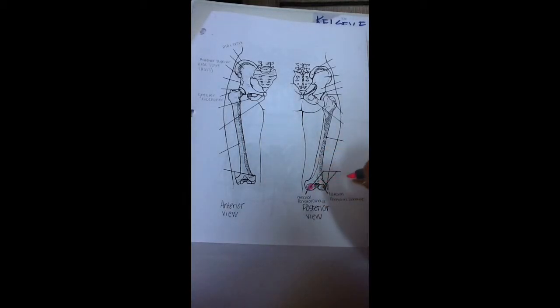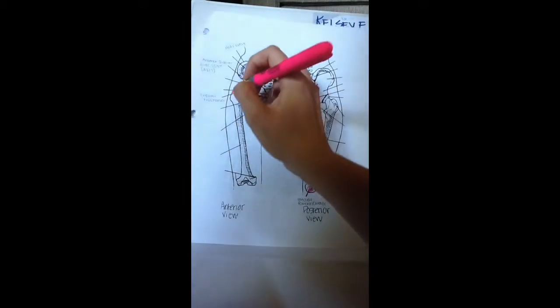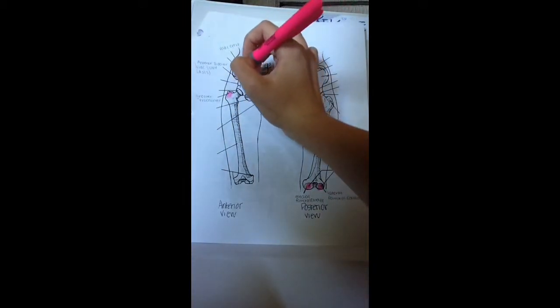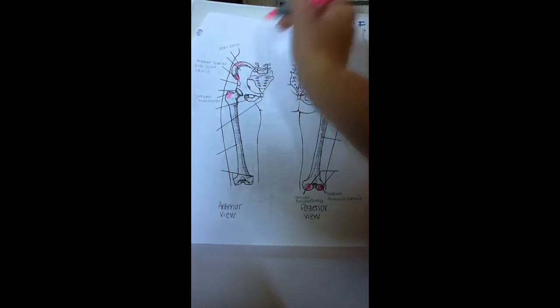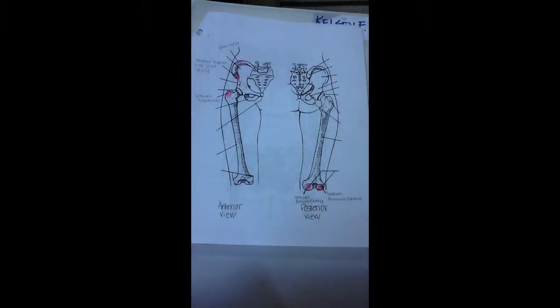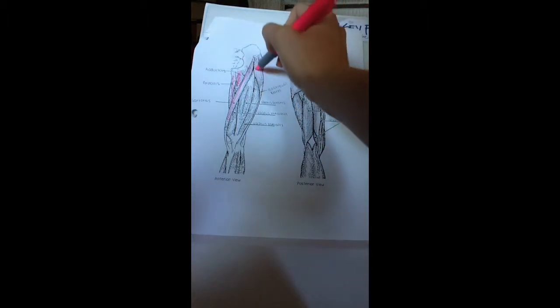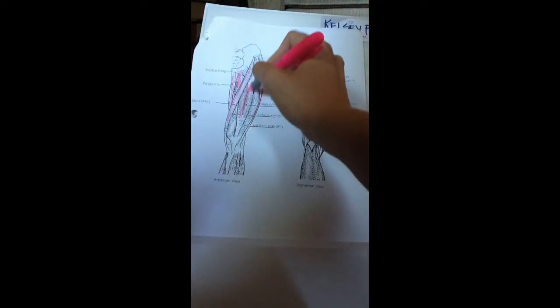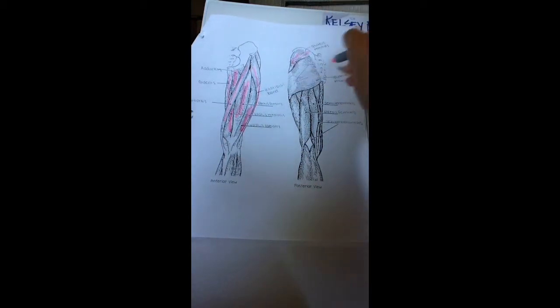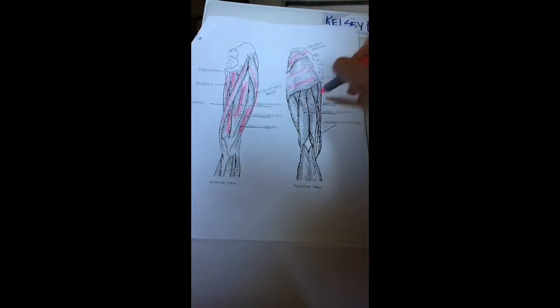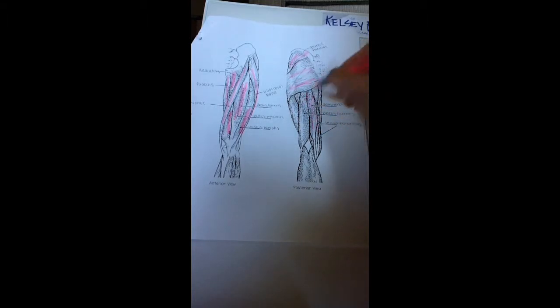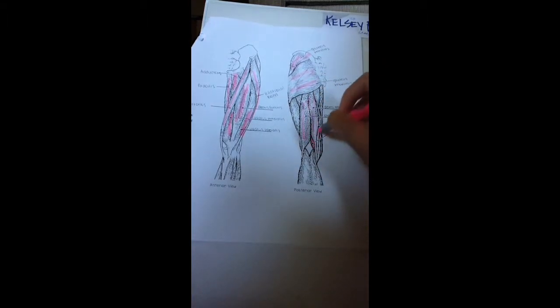Medial femoral condyle, lateral femoral condyle, greater trochanter, ASIS, iliac crest. Sartorius, gracilis, adductors, IT band, rectus femoris, vastus medialis, vastus lateralis, gluteus medius, gluteus maximus, semitendinosus, biceps femoris, semimembranosus.